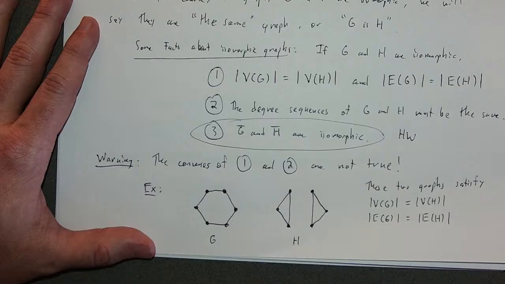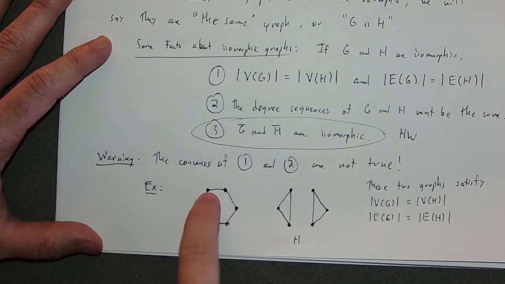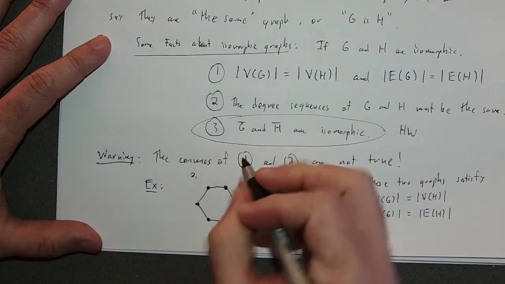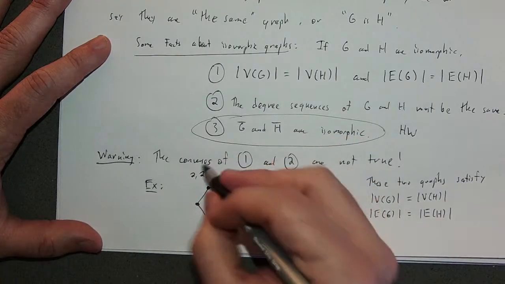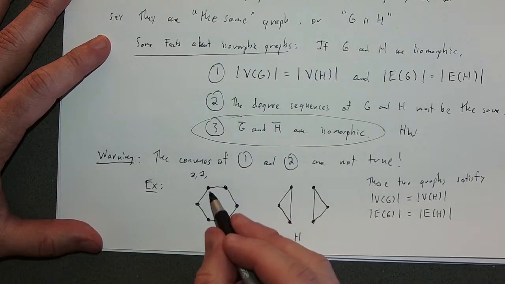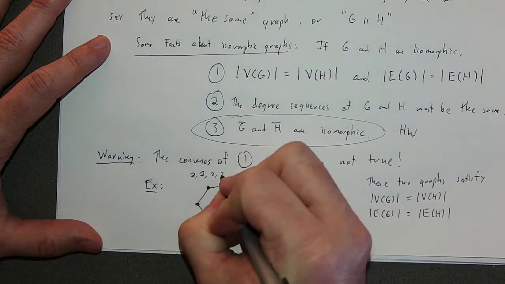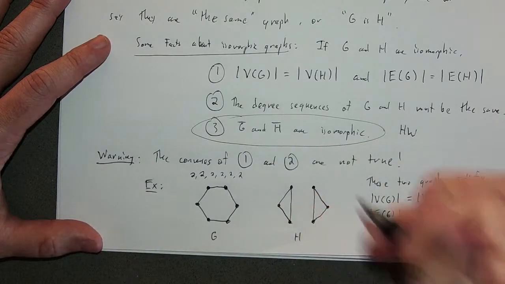Well, what are the degree sequences? Let's label them out. We'll start at this vertex and we'll go counterclockwise. Okay. So 2, 2, and then of course we could rearrange them if we needed to, but I've looked ahead and I know that I'm not going to have to rearrange them, right? 2, 2, 2, 2, 2, 2. Okay. Every vertex is degree 2. Oh, but that's also true here.